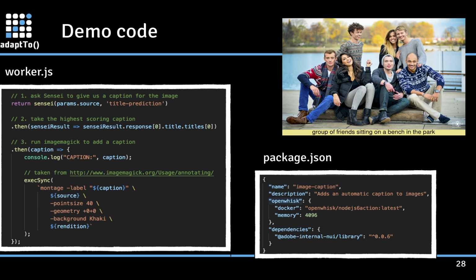So this is an overview of the code involved. We got the worker.js, which is the actual code we had to write, doing the 3 steps. We have a package.json, which describes our worker and is used for deployment. And we see an example of a resulting image. Thank you for watching.